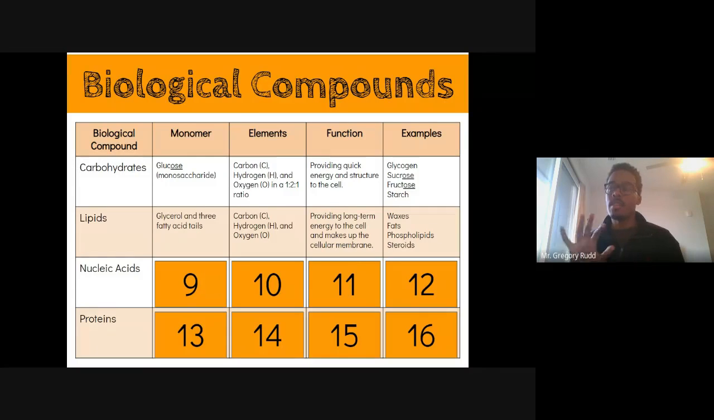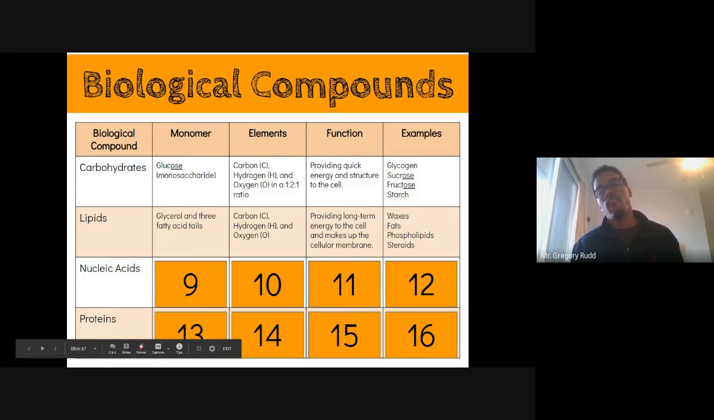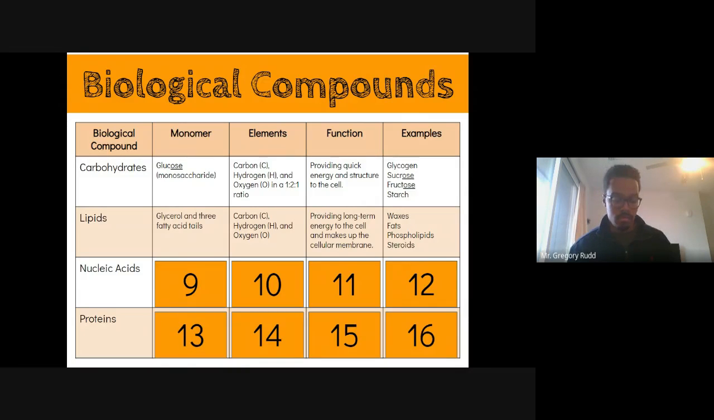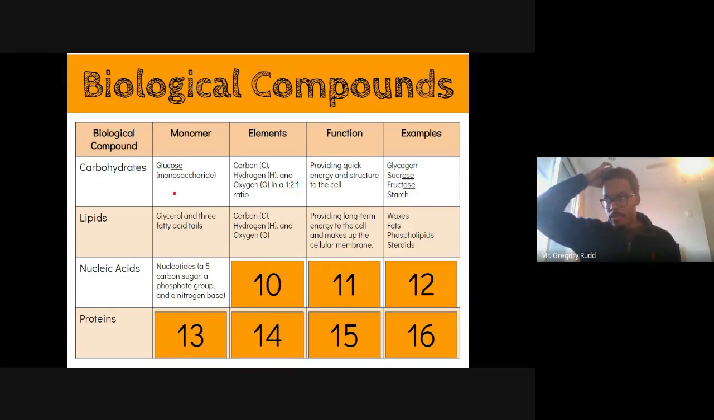Okay, the next row, nucleic acids. So this is what we introduced yesterday. And if you created this table in your notes yesterday, then you need to go ahead and add on these next 2 rows. The nucleic acids, what's behind box number 9? What's the monomer of a nucleic acid? We talked about it yesterday. Nucleotides. Thank you, Jason. And nucleotides have those 3 parts: a 5-carbon sugar, a phosphate group, and a nitrogen base.